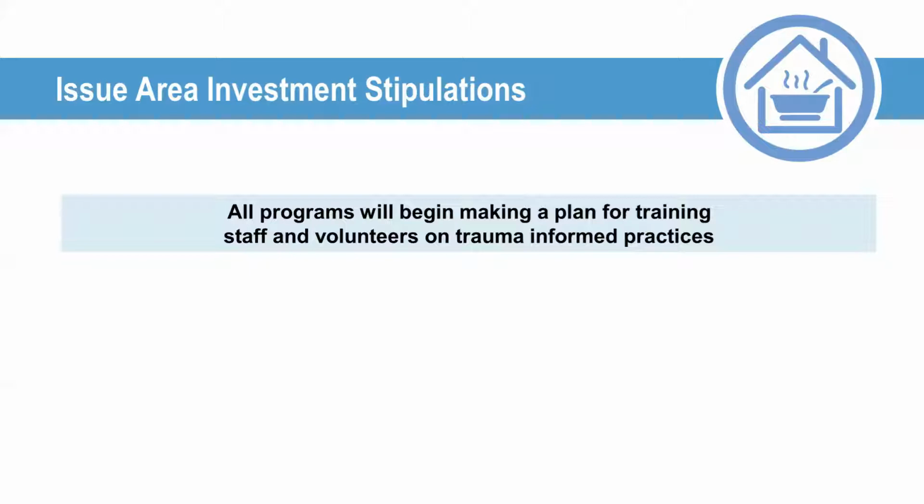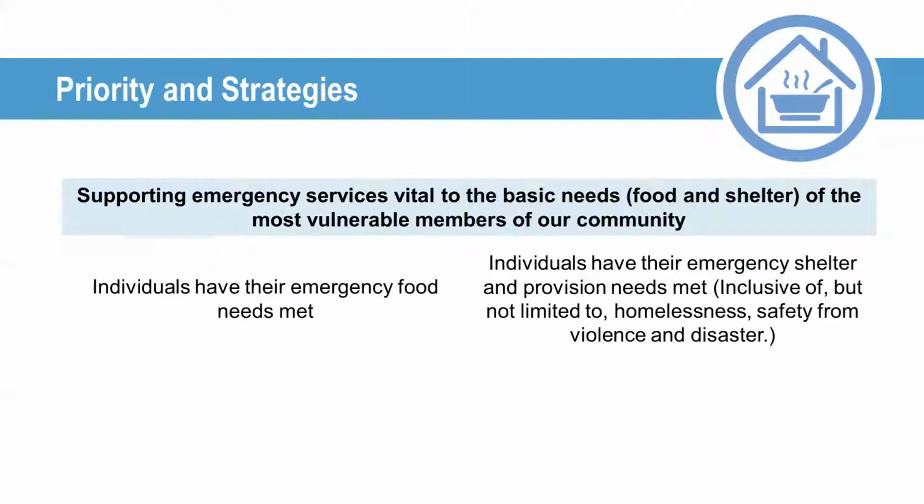So for example, Basic Needs has said in their request for application and in their strategic investment plan that they want to see basic needs programs begin to make a plan for training staff and volunteers on trauma-informed practices. You can read more about why this is in the request for application, but if you are applying in basic needs as a part of your identification of the priorities and strategies you're addressing, then you must have a plan. You must start working on a plan for training staff and volunteers on trauma-informed practices.